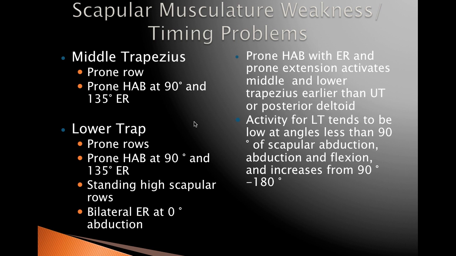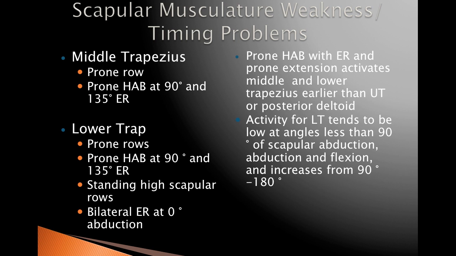Okay, best exercises for the other muscles. Middle trap: prone row, prone horizontal abduction at 90 and at 135. Lower trap: prone rows, again the same thing, prone horizontal abduction, standing high scapular rows, and bilateral external rotation at 0. Okay, so prone horizontal abduction with external rotation and prone extension activate the middle and lower trap earlier than the upper trap or the posterior deltoid. So that's a really good exercise for those folks with timing problems.